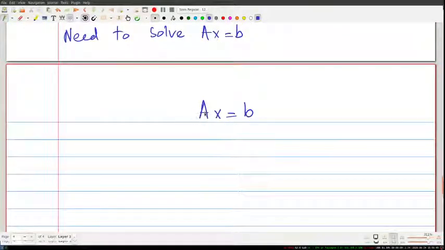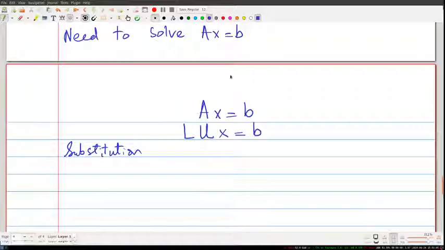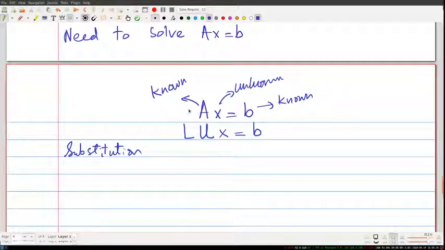Now I can do the following. Replace A by the LU factorization of A, so LUx equals B, and at this point make a substitution. Notice that x is an unknown when we try to solve Ax equals B. This is known. We know what this matrix is. We know what this vector is. And we know what this is. This is also known, right? And so we're assuming that L and U are also something that we know. So we do this substitution.